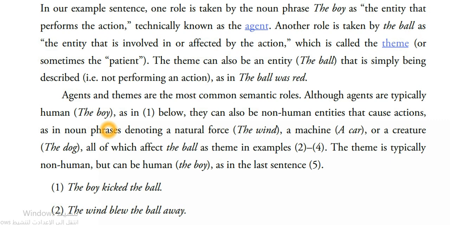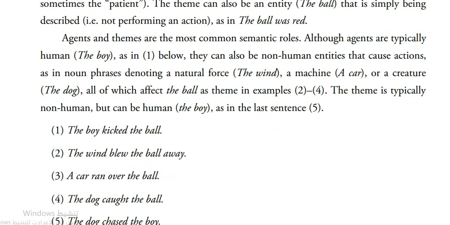Let's move to the example here. We have the boy kicked the ball. So the boy is agent, the ball is theme. The wind blew the ball away. The wind is the agent, and the ball is what? The theme. And that's one of the first points of description.